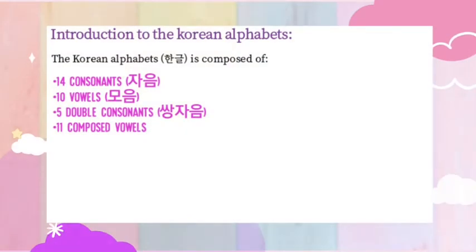Hello everyone. Let's do a little recap of the Korean alphabet Hangul. We do have 14 consonants, 자음, 10 vowels, 모음, 5 double consonants, 쌍자음, 11 composed vowels.